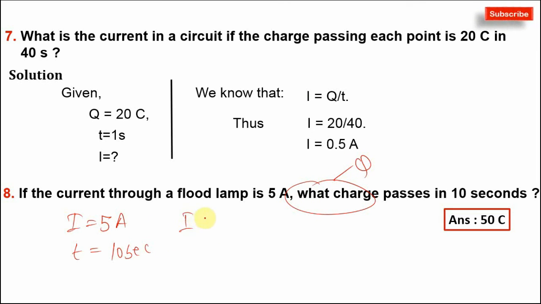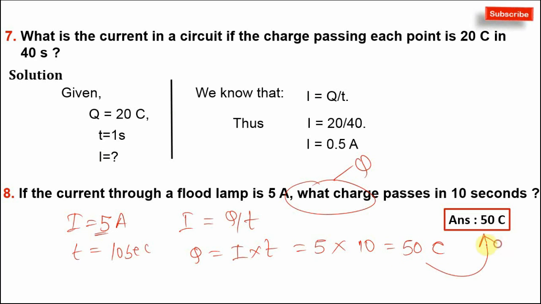So simply first of all write down the formula. I is equal to Q upon T, and then Q is equal to I into T, and then put the value of I and T. So the value of I is 5 ampere and the value of T is 10 seconds. So the final answer is 50 coulomb, and this is our final answer.